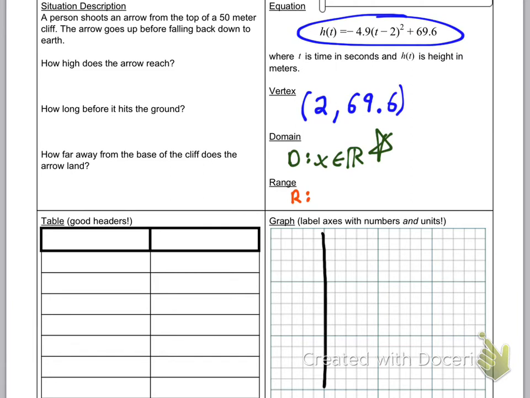So on the graph, you're going to actually have to make the axes. Notice I'm not making my y-axis and my x-axis all the way to the bottom and all the way to the left.